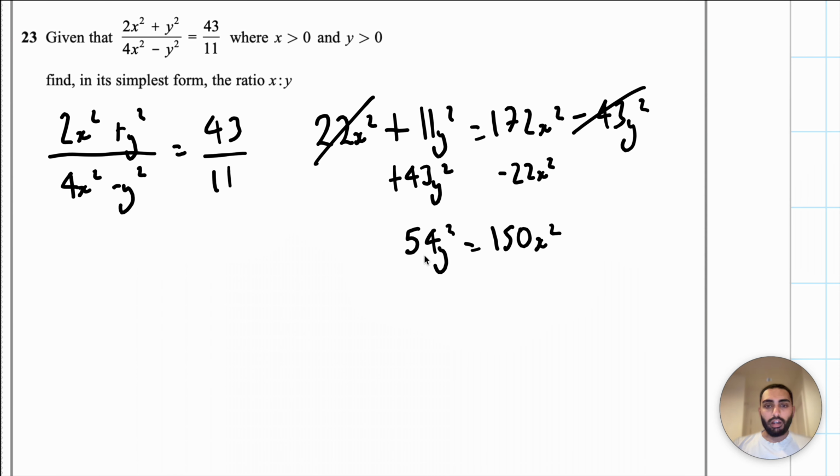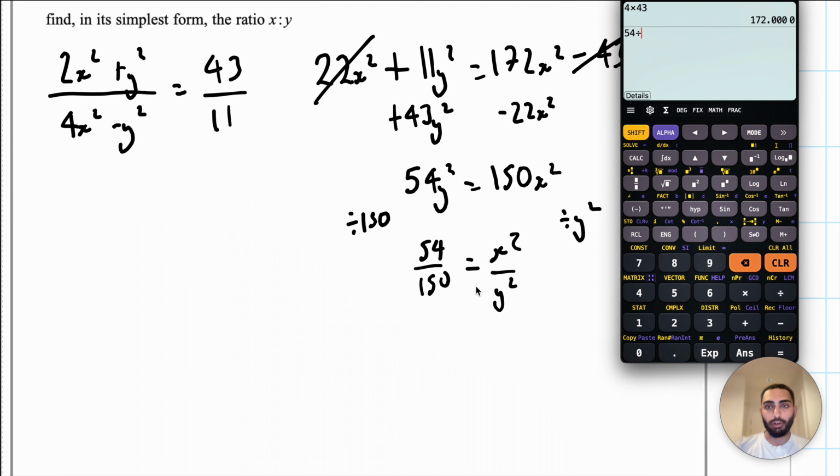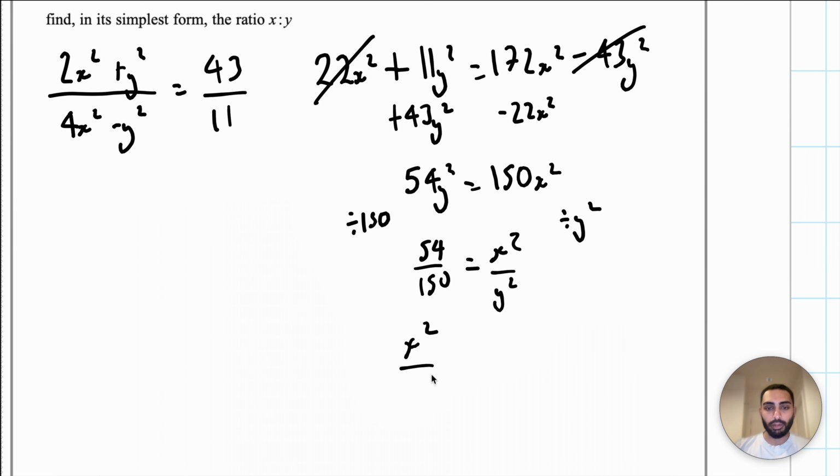x squared. I want to bring all of my numbers onto one side and all of my letters onto another side. So I'm going to do two things at the same time. I'm going to divide by 150 on both sides, and I'm going to divide by y squared on both sides. On the left hand side, I'll have 54 over 150, and on the right hand side, I've got x squared over y squared. So that 150 has disappeared as well. I'm going to simplify this fraction, so I've got 54 over 150, which is the same as 9 over 25. So x squared over y squared is equal to 9 over 25.